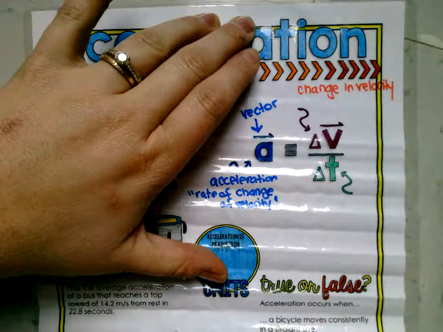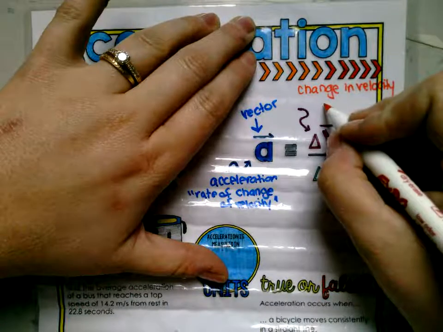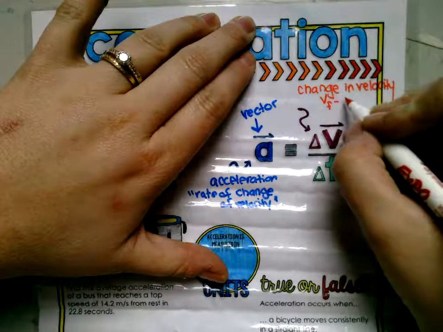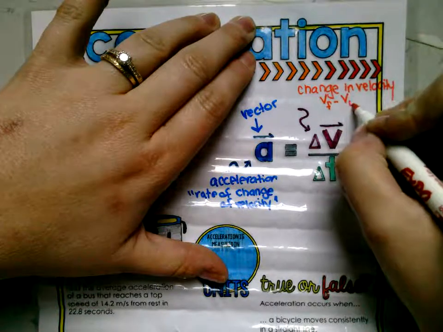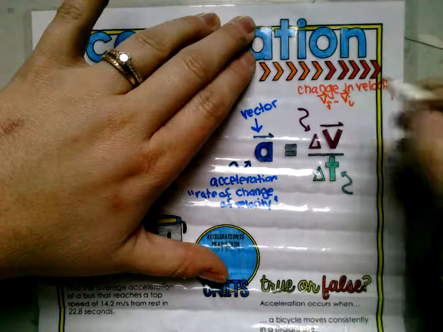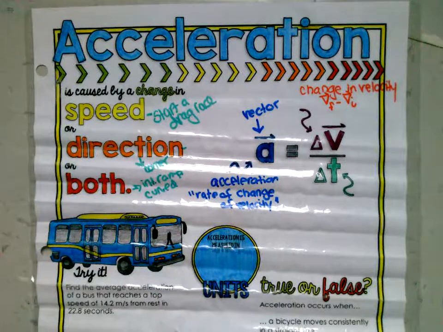All right, but what is our change in velocity? Our change in velocity is going to be our final velocity minus our initial velocity, and those are vectors.